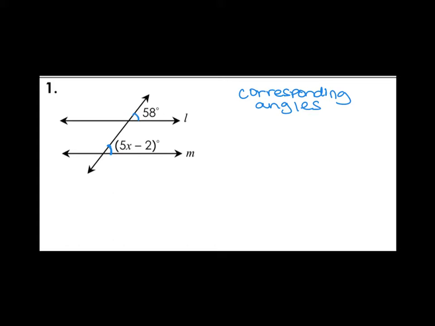So if I was solving for x, I'm going to say 5x minus 2, and because it's congruent, which means equals, I'm going to say it equals 58. And then I'm going to solve this equation. So I add 2 to both sides, and I get 5x equals 60. I divide by 5, and x is equal to 12.